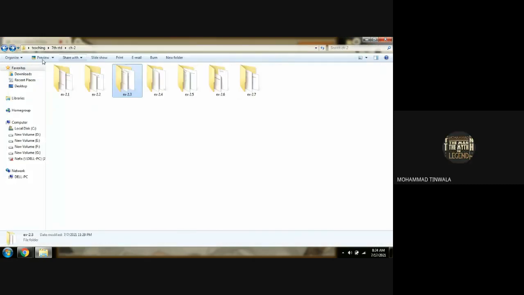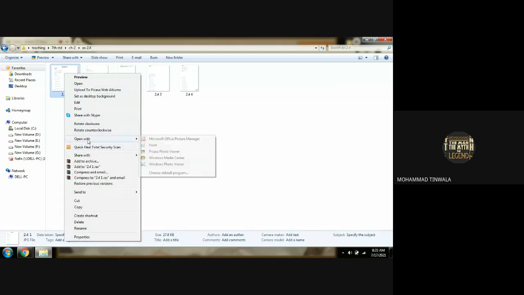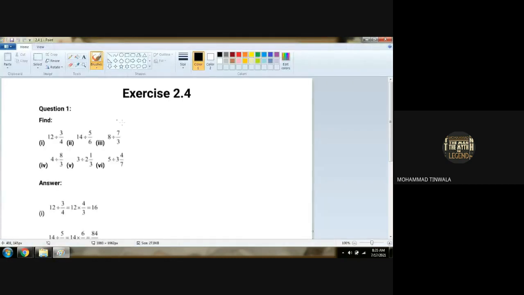So we are shifting to exercise 2.4, question number 1. Chalo. Find. Now what we were doing in our last exercise was multiplication. Yes or no? Now what is to be done here? Division. Now 12 divided by 3 upon 4.